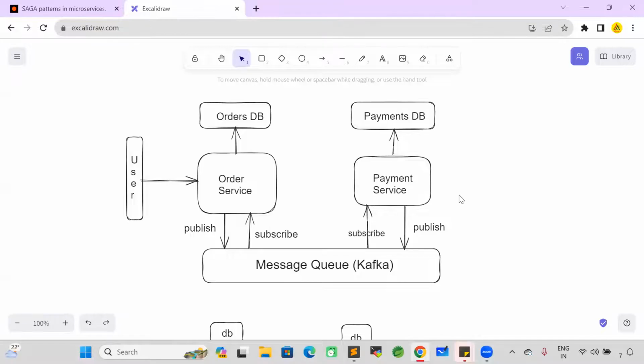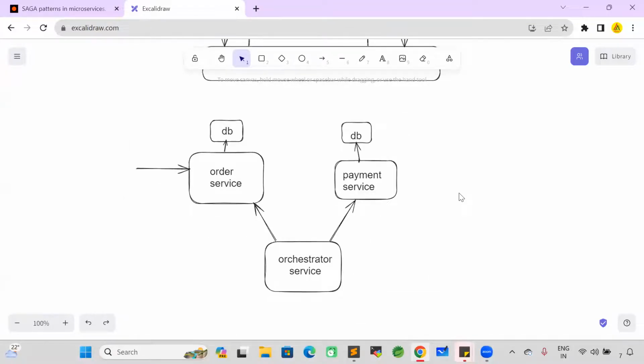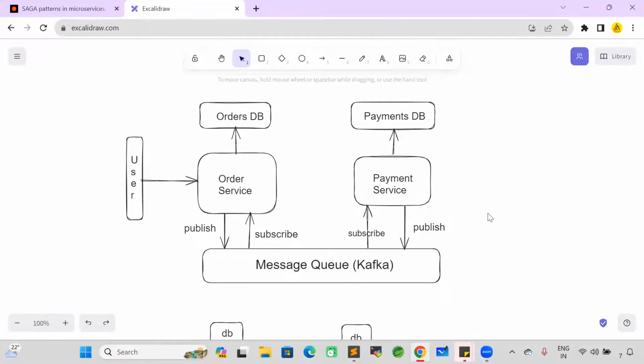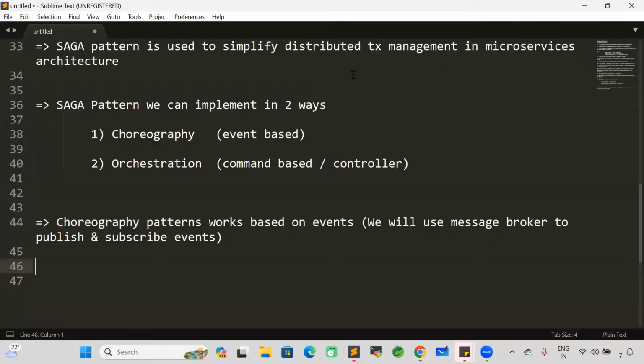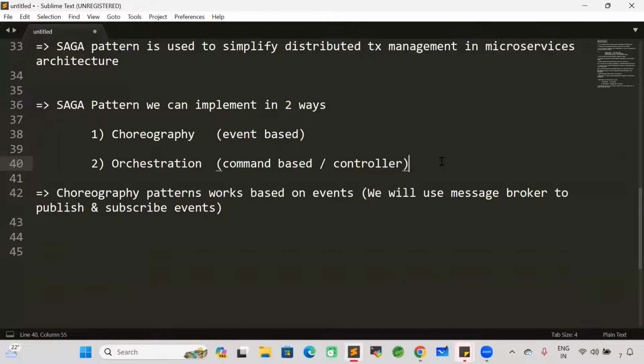If it is orchestration based, a command will be available, a central controller will be available in order to manage the transactions. This is distributed transaction management in microservices. To manage this, we are using a design pattern, that is the SAGA design pattern. The SAGA pattern can be implemented in two ways, choreography based pattern and orchestration based pattern.